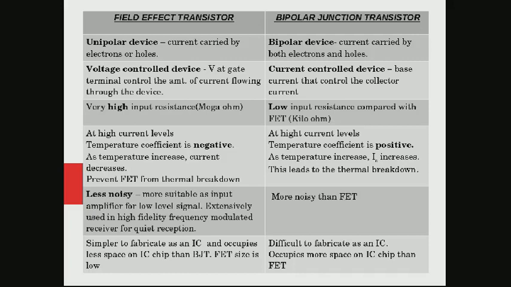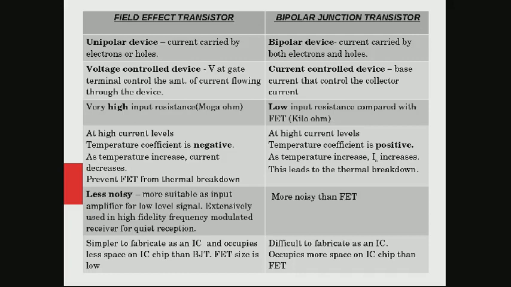And FET has a positive temperature coefficient, and it stops overheating of FET. By temperature coefficient, actually we are saying how a physical quantity changes with change in temperature. At high current levels, the temperature coefficient of FET is negative. That is, as temperature increases, the current flowing through FET decreases. So it normally prevents FET from thermal breakdown. That is, there will be no overheating of FET.